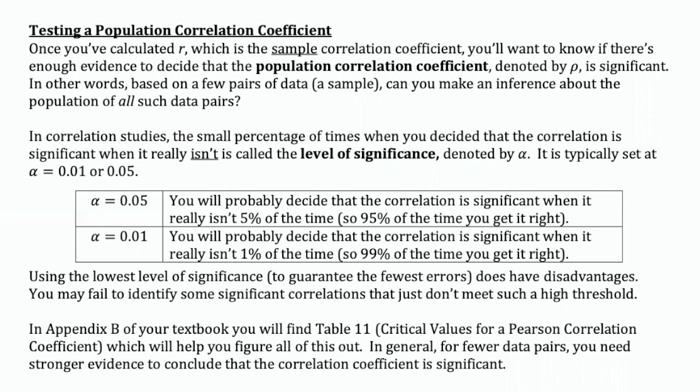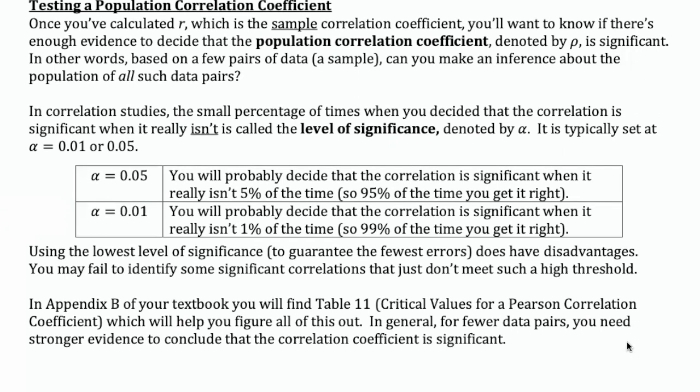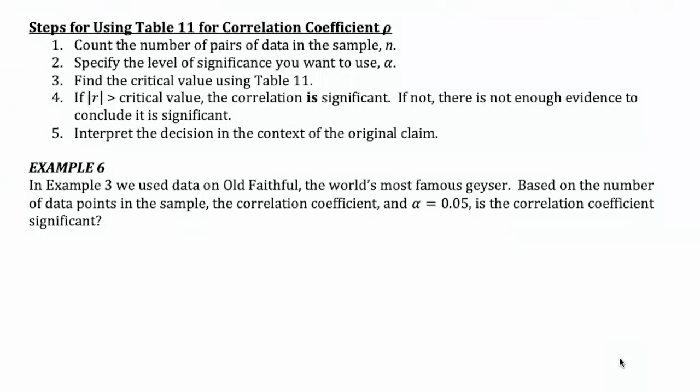In Appendix B of your textbook, you're going to find Table 11, which we use to figure this out. In general, the fewer the number of data pairs you need, the stronger evidence you have to conclude that your correlation coefficient is significant. So here are the steps for using Table 11, and we'll go through these steps by doing Example 6 in your book.